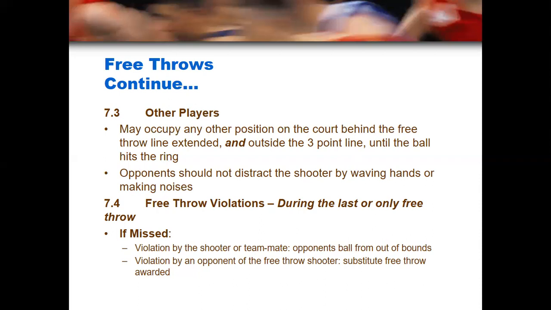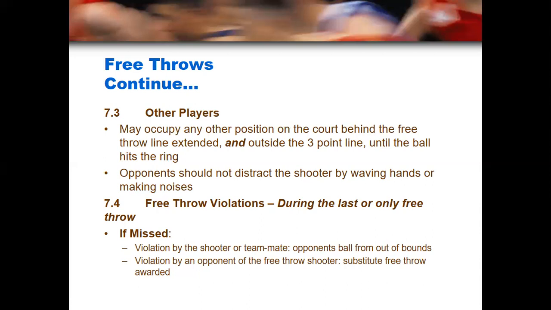Other players may occupy any other position on the court behind the free throw line extended and outside the 3-point line until the ball hits the ring. So other than the players already on the edges of the key, the rest of the players will be outside the 3-point line, and only after contact with the hoop or the backboard will they be required or allowed to enter that area.